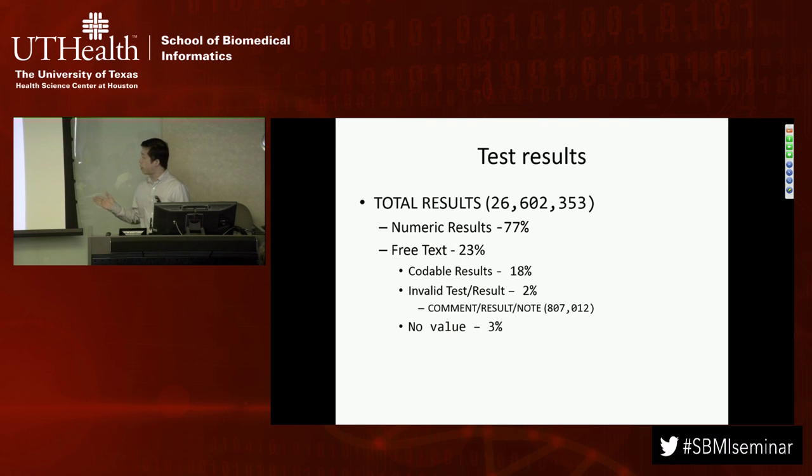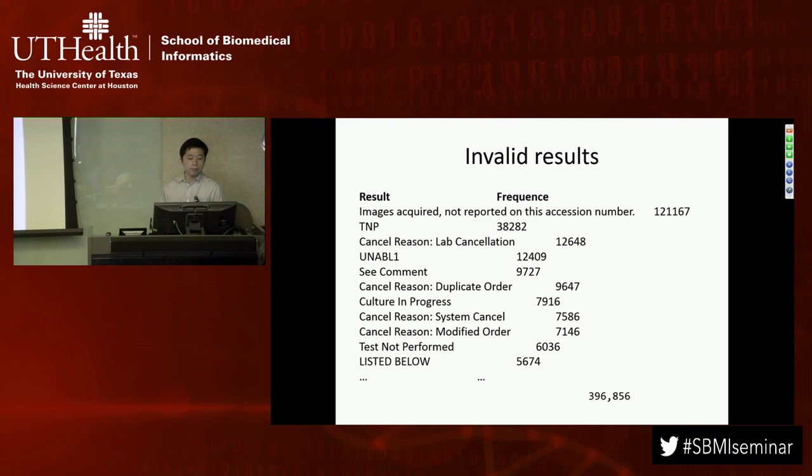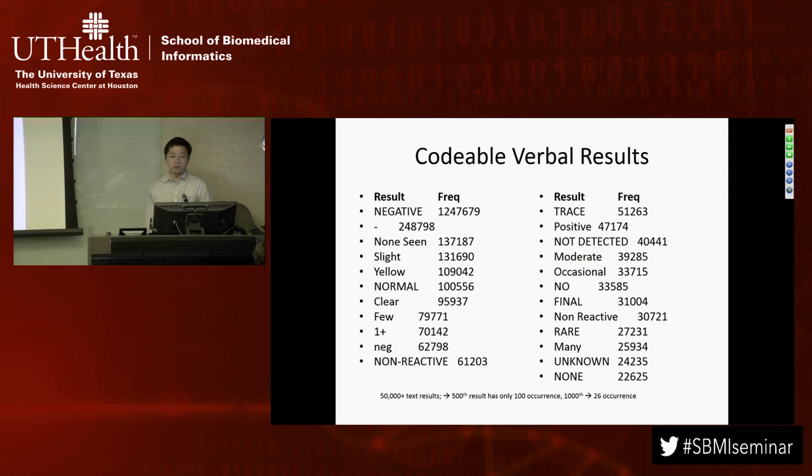For example, they could come from comments, some results, or notes, which are not really laboratory tests. And 3% are laboratory tests without any results. So here we just show some invalid result examples. We can see the most frequent one is "image is acquired, not reported on this session number." That could be an example. And another is like the TMP and cancel reason and comments, something like that. And that shows the list of codable verbal results. So here we can see things like "elective," "slight," "yellow," which are adjective words to describe the laboratory results.